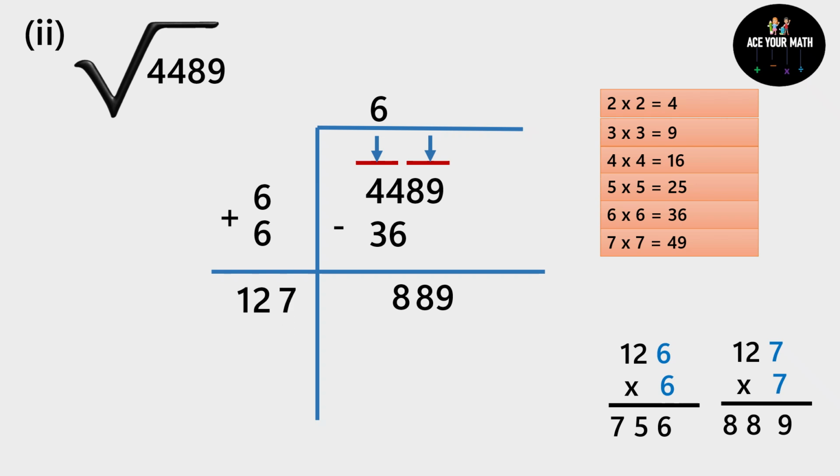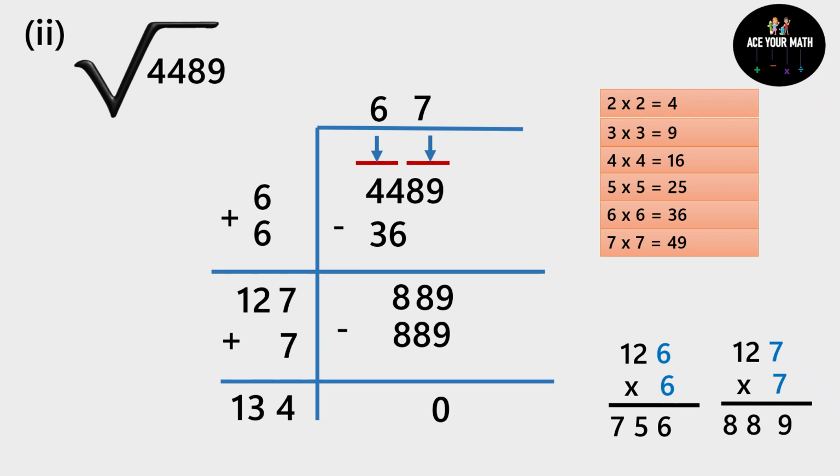So you will write 7 beside 12 and 7 at the top. You will get 127 sevens are 889. Now same 7 you will add on the left hand side. Now after subtraction on the right hand side you get 0. And on the left hand side when you add you get 134. See, you got 0 as the remainder and there are no further groups to be solved. So the square root of 4489 is 67.